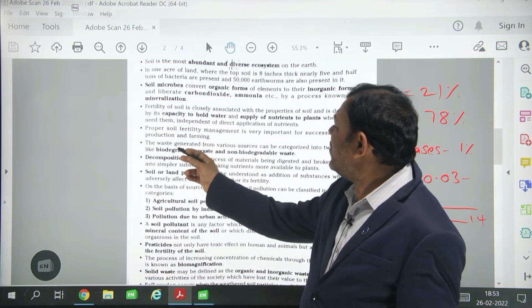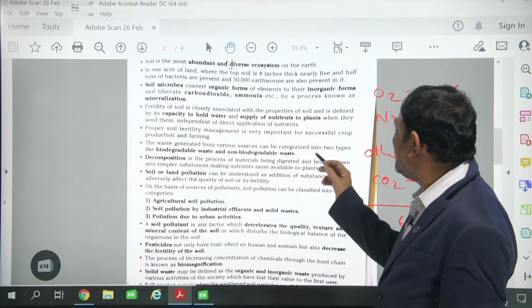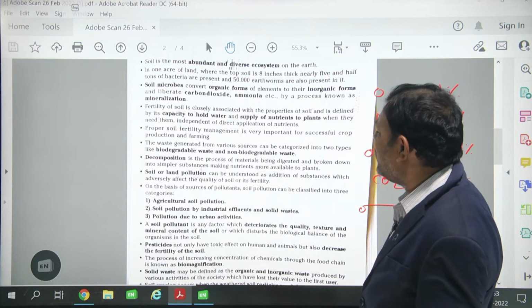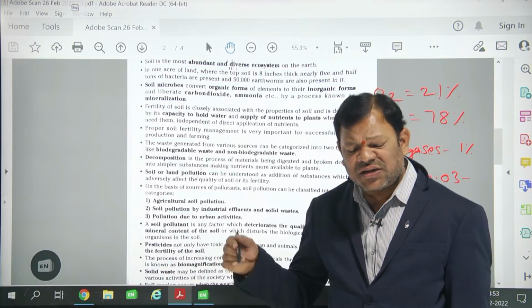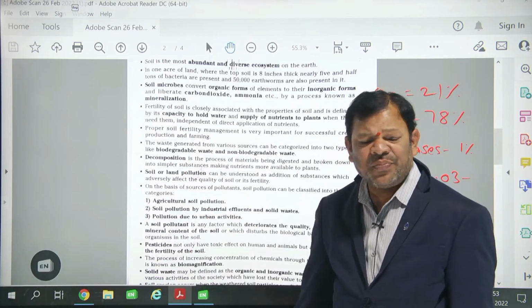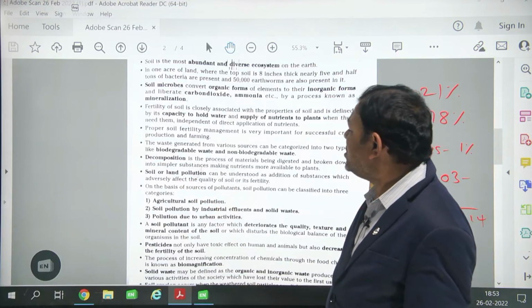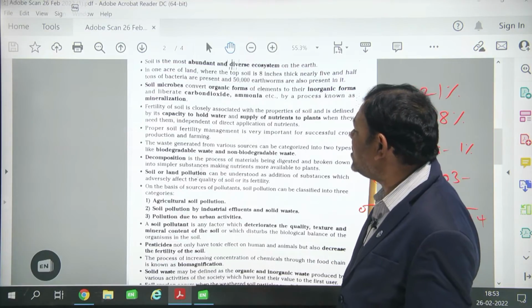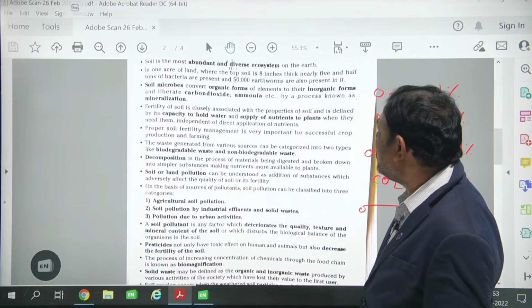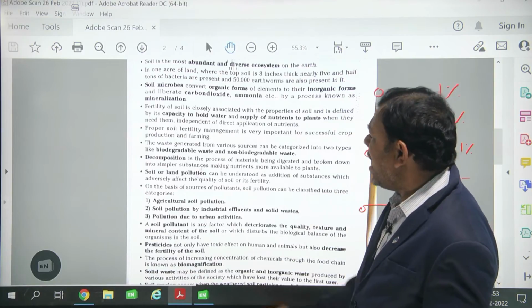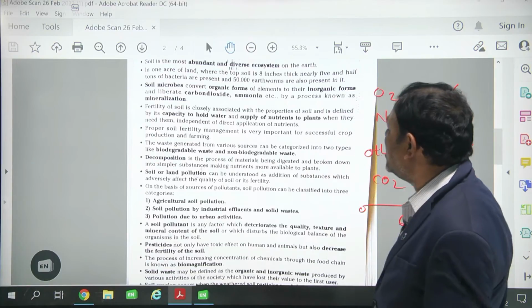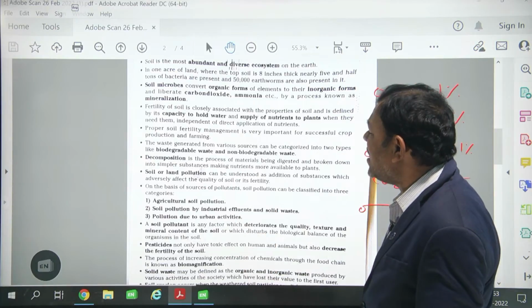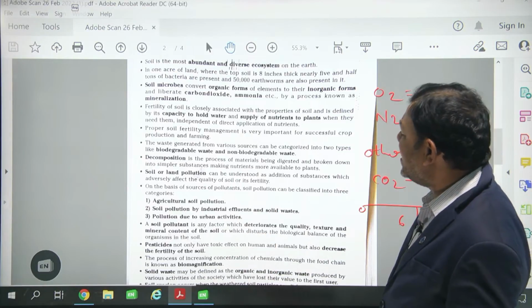So, the waste generated from the various sources can be categorized into 2 types: biodegradable waste and non-biodegradable waste. Biodegradable means those which dissolve in the soil. Decomposition is the process of the material being digested and broken down into simpler substances, making nutrients more available to the plants. And soil or land pollution can be understood as the addition of substances which adversely affect the quality of the soil or its fertility.